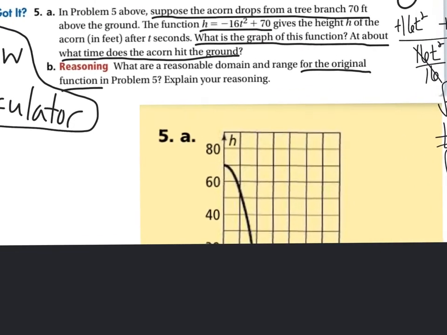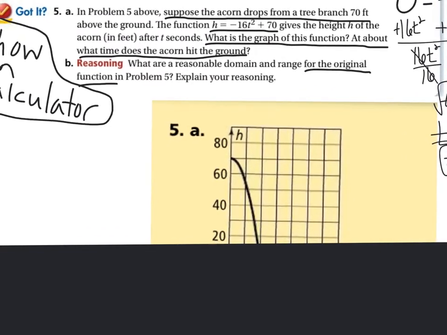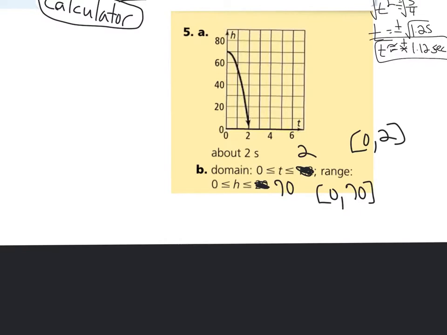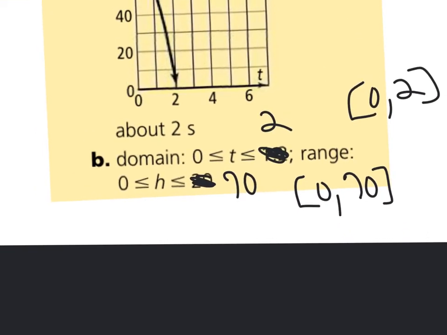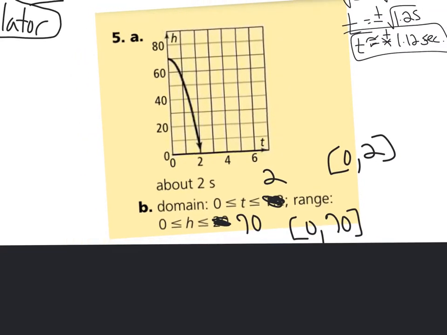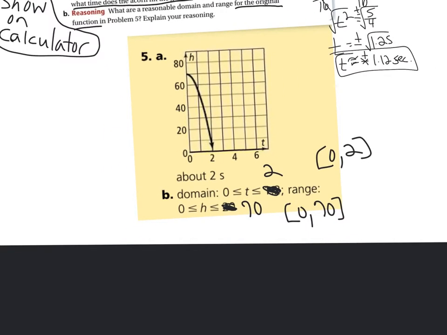Okay, and I'm just noticing my mistake here. On part B, it says what are reasonable domain and range for the original function in problem 5. So ignore what I just scratched out there. The original function was problem 5 in your book. That was already worked out. The time was 0 to 1.2. The height was from 0 to 20. For this graph, the domain is 0 to 2, and the height's from 0 to 70.